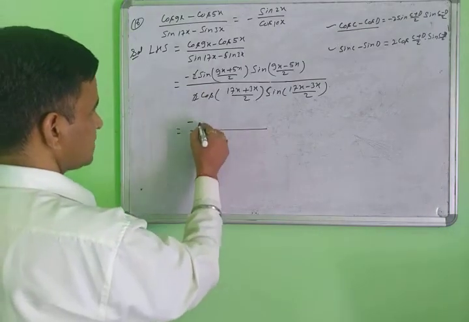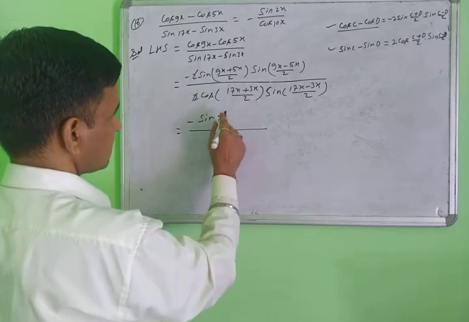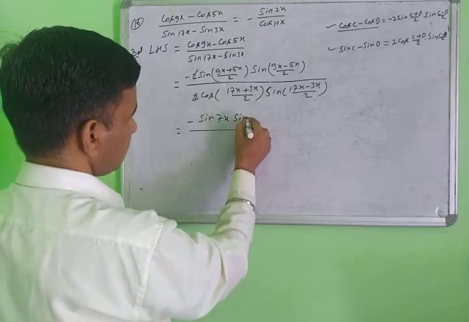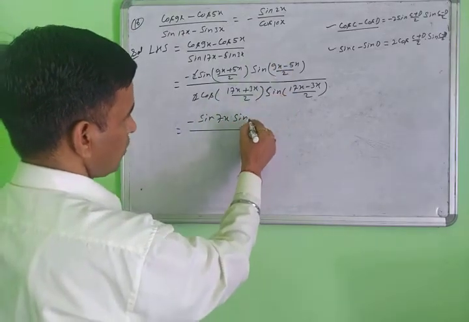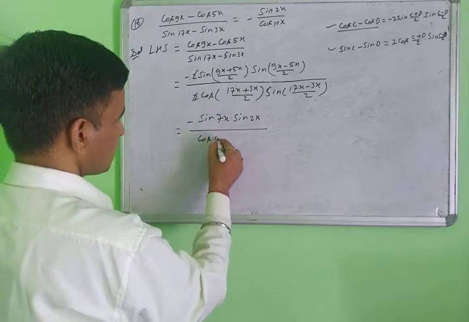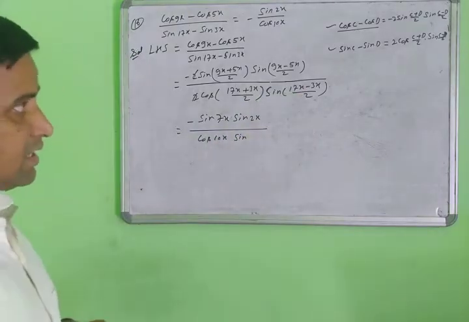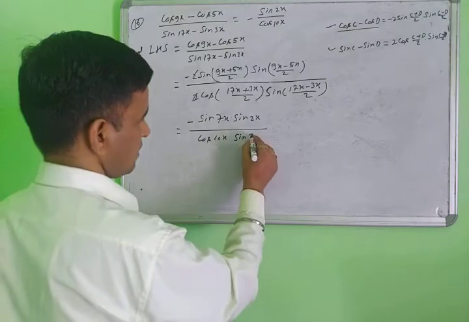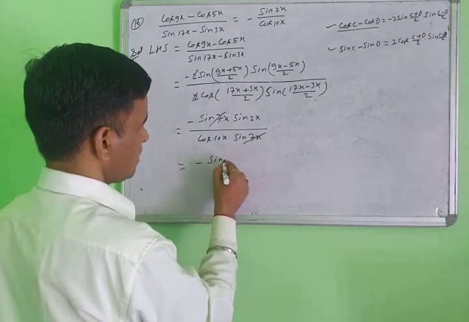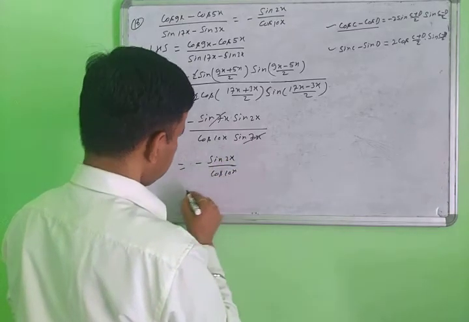What is left here? Minus sin of (9 plus 5) by 2, that is 7x. Here sin of (9 minus 5) by 2, that is 2x. Here cos 10x. Here sin of (17 minus 3) by 2, that is 7x. And this will also be cancelled here. What is left? Minus sin 2x upon cos 10x. And this is your RHS.